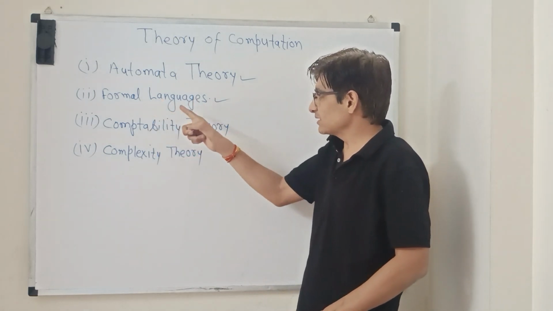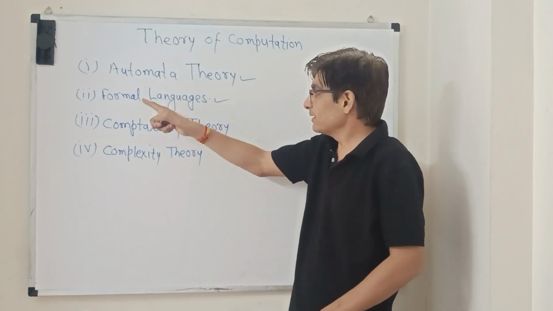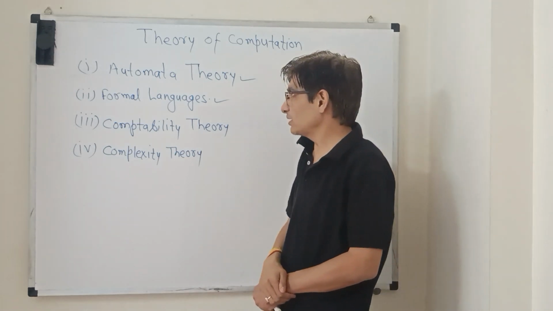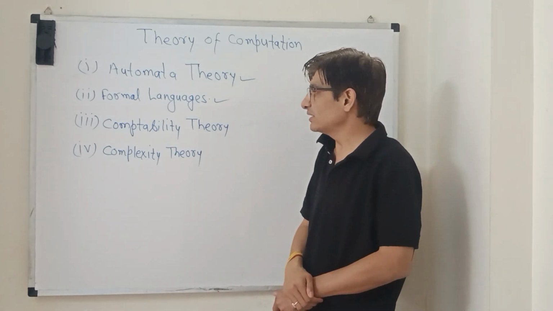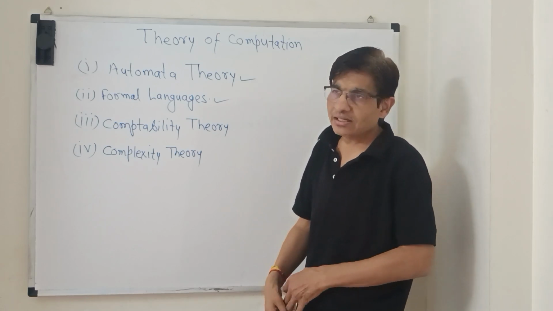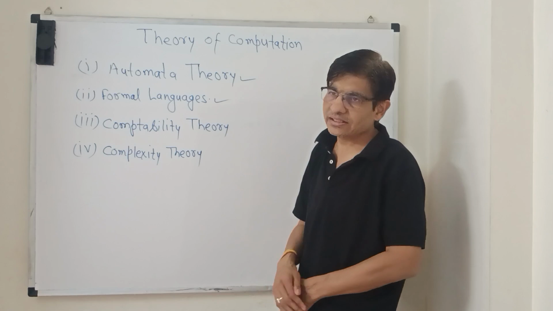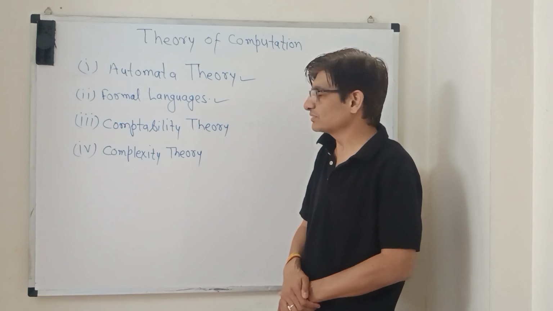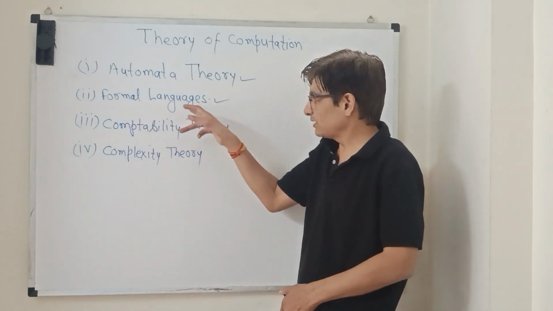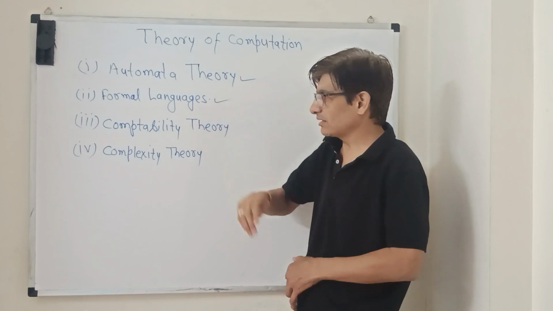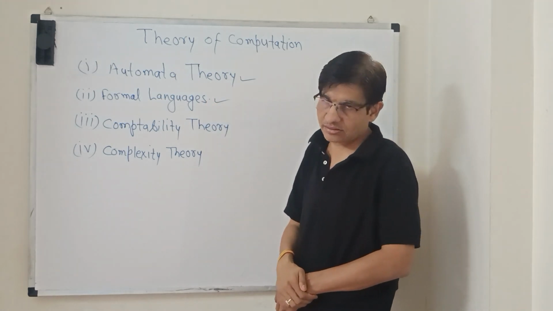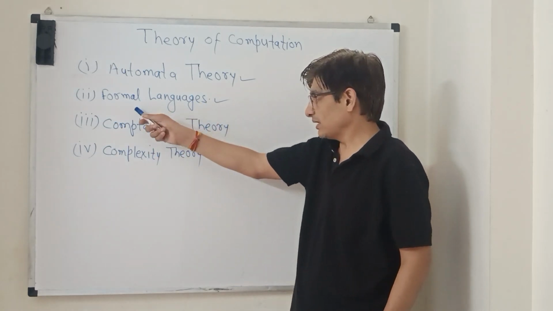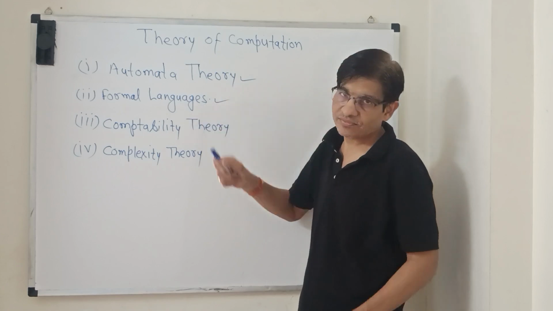And formal languages is one of the important areas of theory of computation, and here we deal with different types of languages. Chomsky, a mathematician, defined four different types of languages. These languages are defined under the formal languages category, and in this category we study these types of languages.